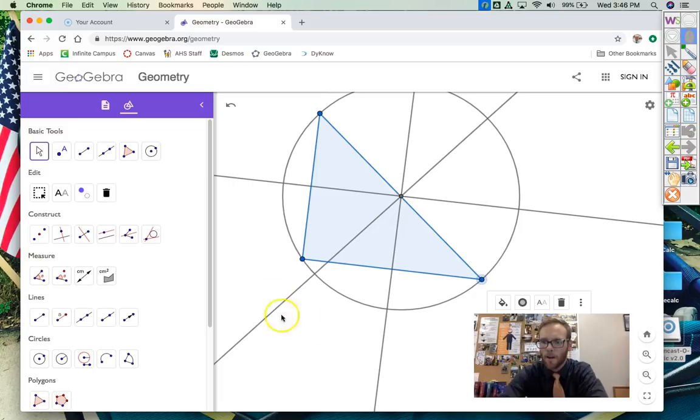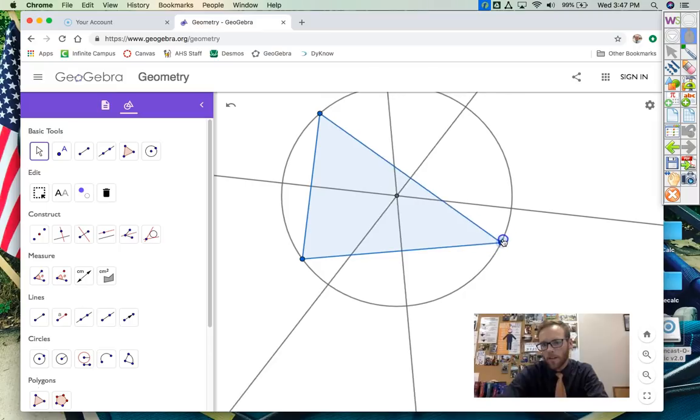Now take a look at this triangle. You notice anything about it? Now this is just observation, but it looks like a right triangle. And if you said that, you're right. If it's a right triangle, the circumcenter is on the hypotenuse. In fact, it's the midpoint of the hypotenuse, isn't it? Because that's a perpendicular bisector. It's got to be at the midpoint. So if it's a right triangle, the circumcenter is on the hypotenuse.